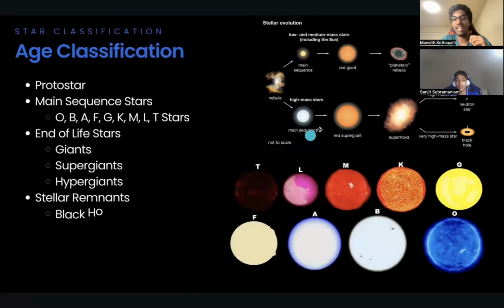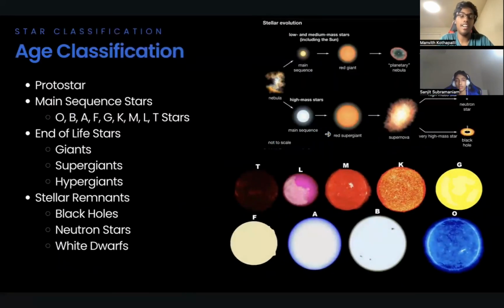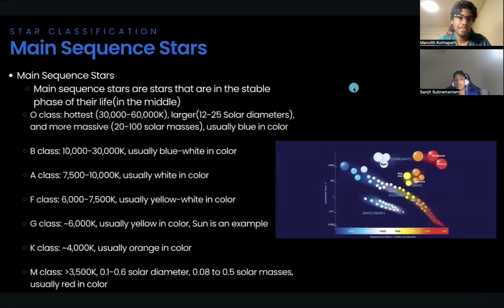Now let's talk about the age classification of stars. So there is the protostar, which is the youngest. Then we go to main sequence stars, which is the big chunk of their lives. And then we go to end of the life stars. Okay, so this could be giants, supergiants, or even hypergiants. And then we go to stellar remnants, which is basically once a star dies, which could be black holes, neutron stars, or white dwarfs, as previously mentioned in the video.